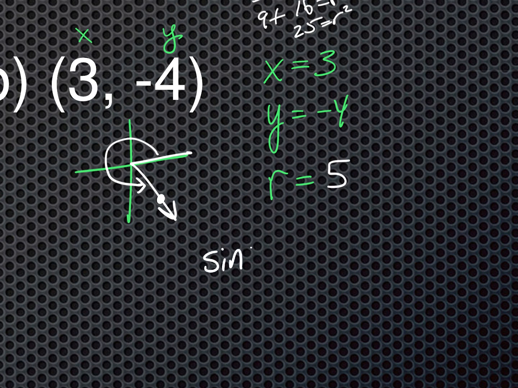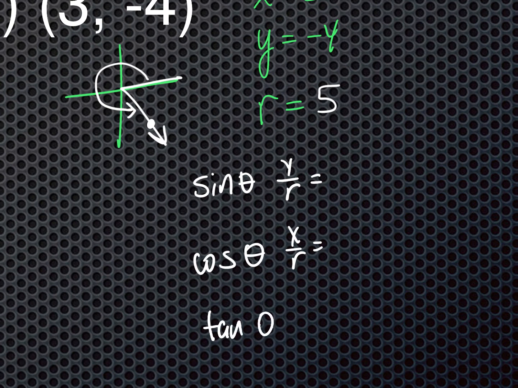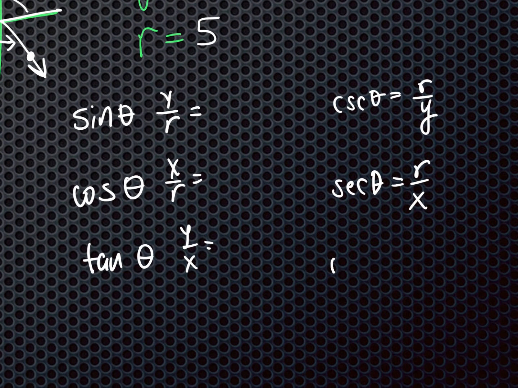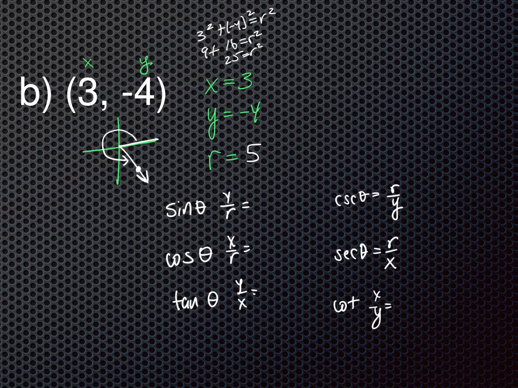So I have sine theta y over r. Cosine theta x over r. Tangent theta y over x. Right? Cosecant theta r over y. Secant theta r over x. And cotangent theta x over y. Yeah? All right. So y over r. Negative 4 fifths. All right.